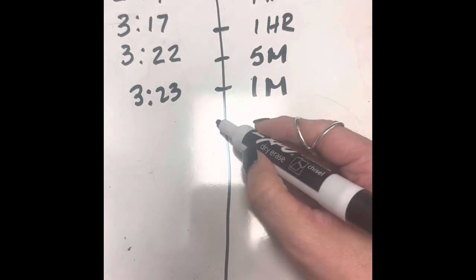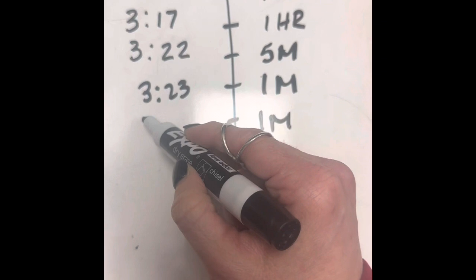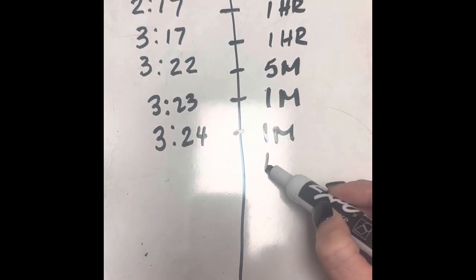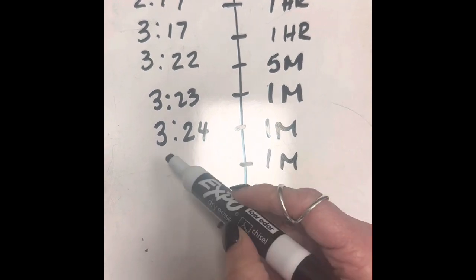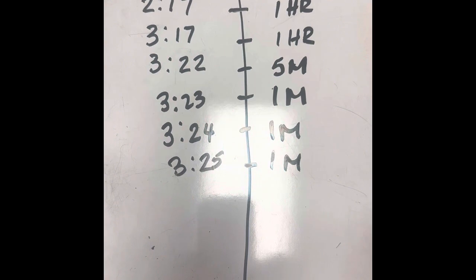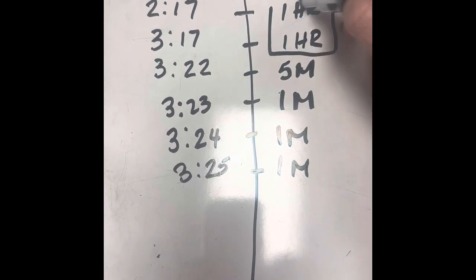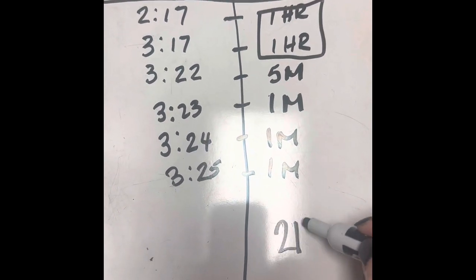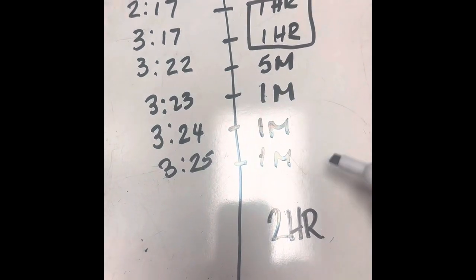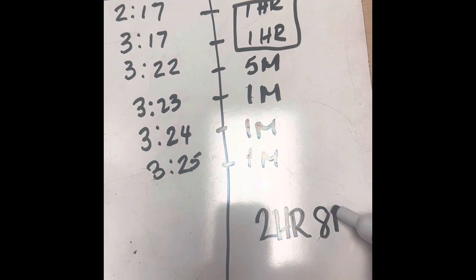Okay, well now I'm going to add 1 minute. 3:23. Then I add 1 minute. I'm getting close. 3:24. And then I add 1 more minute, which gets me to 3:25. So how much time has passed? I have 2 hours and 5, 6, 7, 8, and 8 minutes.